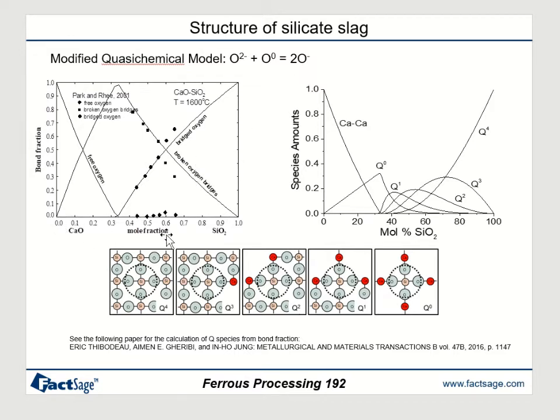This figure shows the calculated bond fraction compared with the experimental data. For example, this line shows how the amount of bridging oxygen changes with the addition of CaO, this is the amount of broken oxygen changing with the addition of CaO, and this is free oxygen. The symbols here are the experimental data. As you can see, the calculated lines match the experimental data very well.